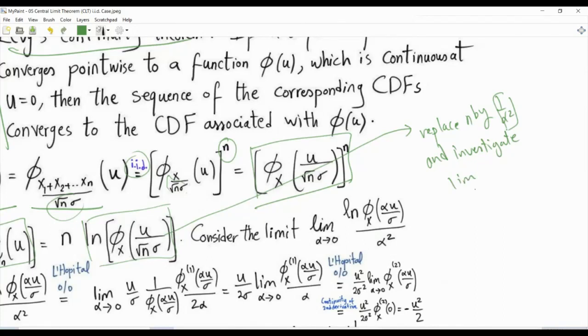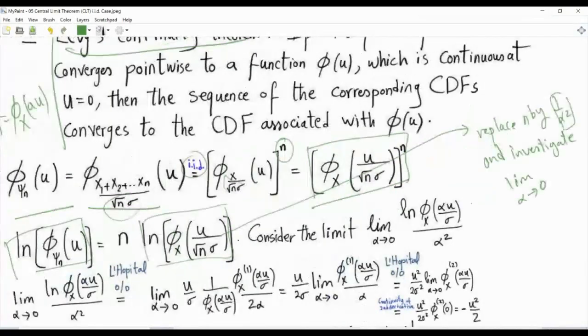So we need to investigate the limit as n goes to infinity. Okay, and so n is 1 over alpha squared, so we'll basically investigate the limit as alpha goes to 0. Okay, so this is what we will do. So here, this n becomes 1 over alpha squared, and this 1 over square root n becomes alpha, like this. Okay, so replace n by 1 over alpha squared, and then investigate this limit.